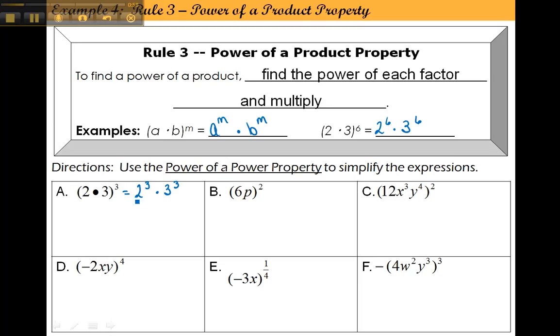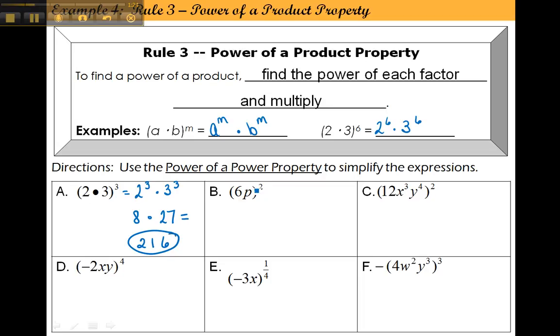Well, 2 to the 3rd means 2 times 2 times 2, which is 8. And 3 to the 3rd means 3 times 3 times 3, which is 27. So we're going to take 8 times 27. 7 times 8 is 56. 8 times 2 is 16. 16 plus 5, we get 216.